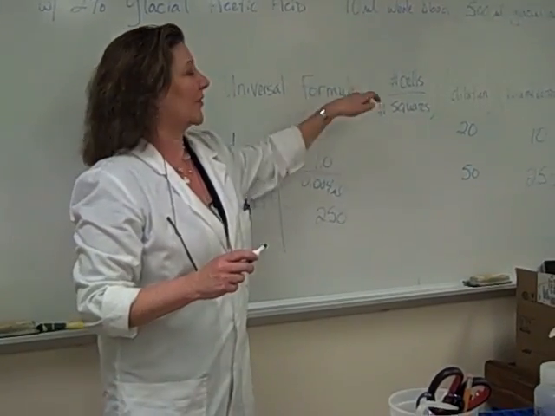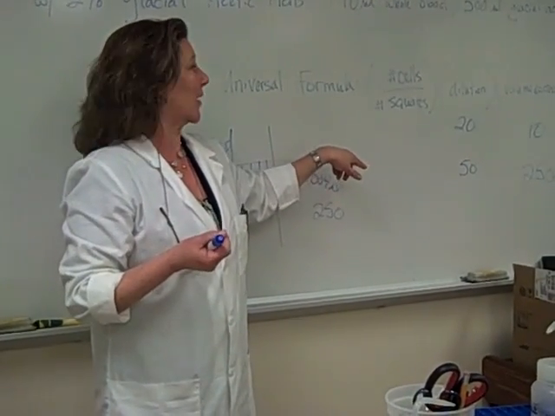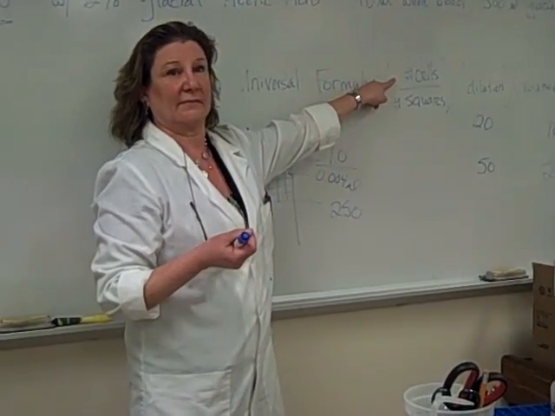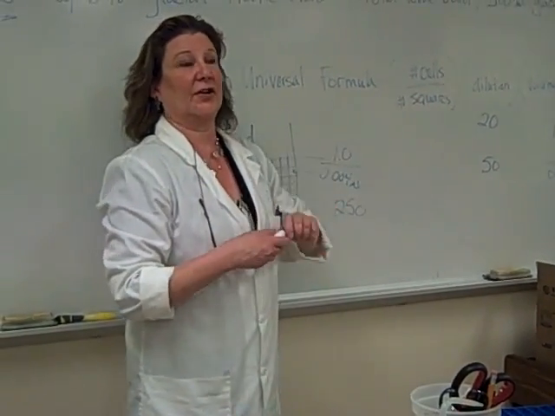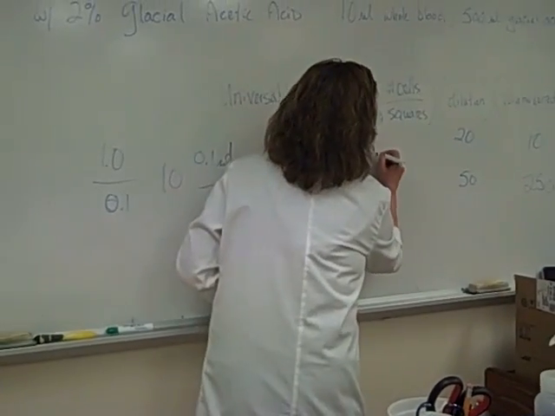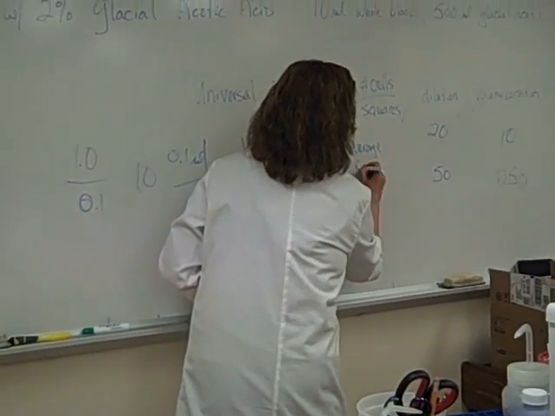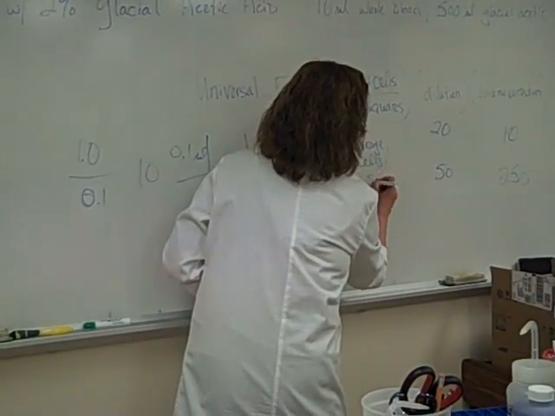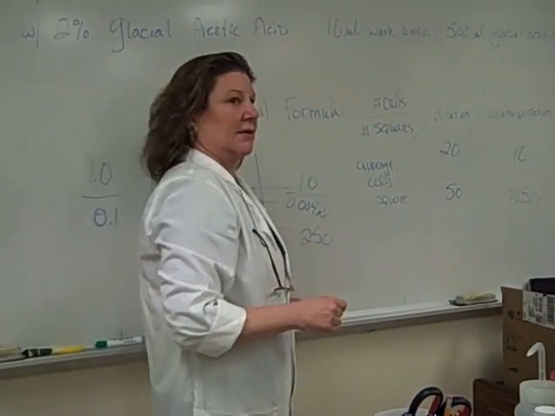And now we have to figure out what our average number of cells per square is. So we're going to count our cells, at least to 100. Divide by the number of squares, and that's our average number of cells per square. Average cells per square. Okay, shall we do it?